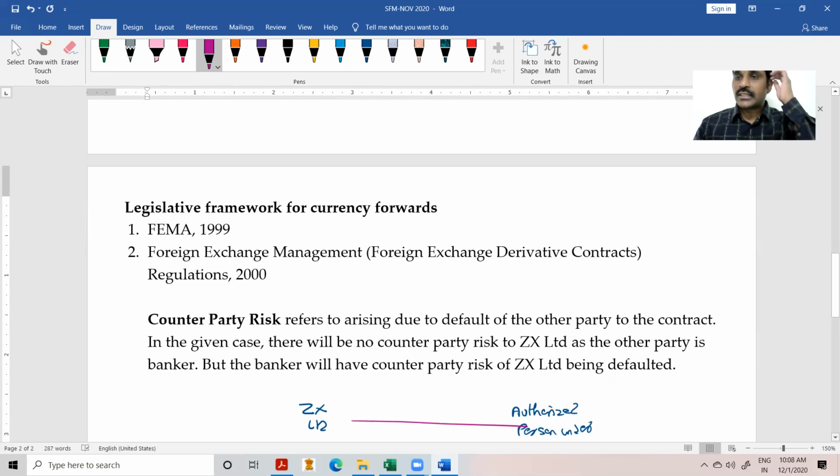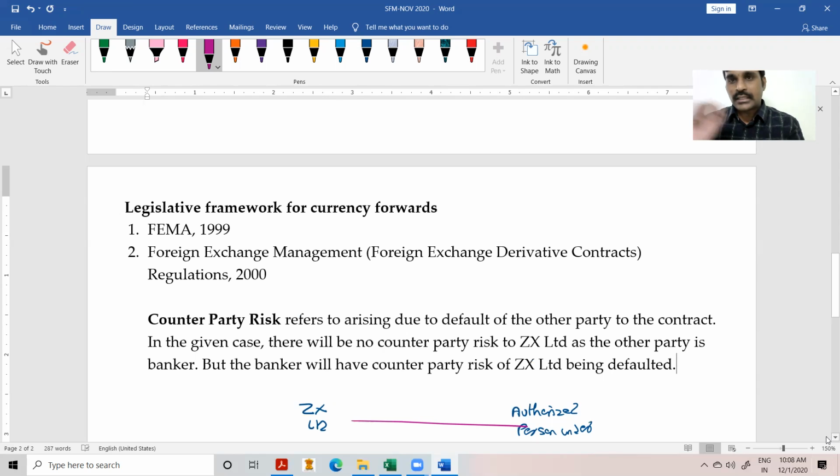There is a chance that ZX Limited may not perform the contract. No doubt, today they have entered into a forward contract. They are giving a commitment. It is not necessary that everybody will fulfill their commitments. If everybody fulfills their commitments, there is no question of courts and all these disputes. These disputes arise only because people are not fulfilling their commitments.